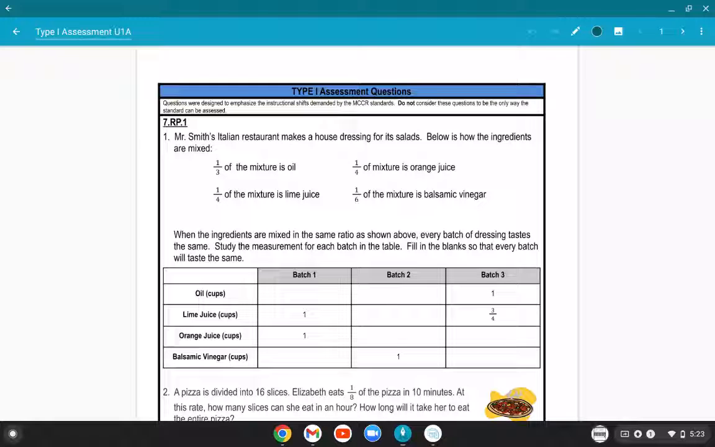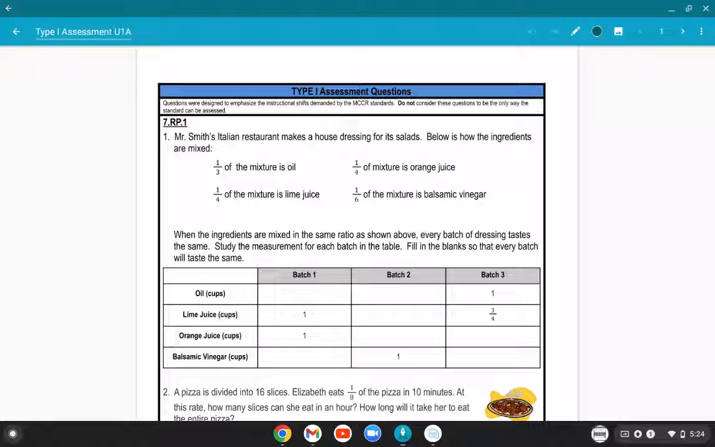I'm ready. So, what I want to do is review assessment type questions that you will experience. When I review these, I will review them in a conceptual manner. So, let's start with standard 7.RP.1.